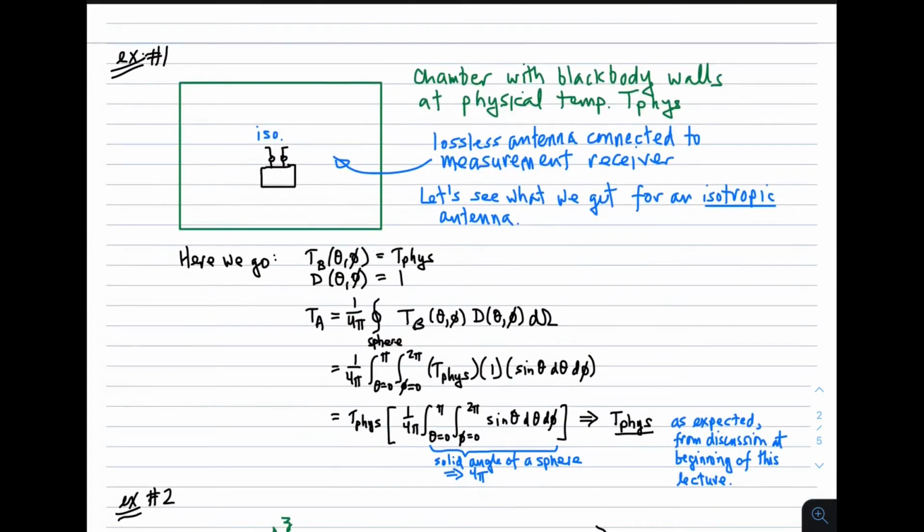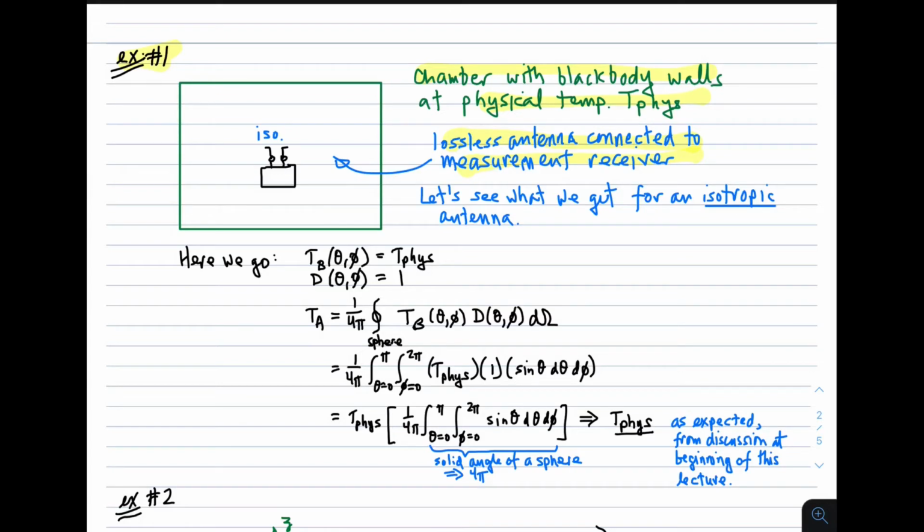So here are 2 examples. In the first example, we're back to a chamber with black body walls at physical temperature T-phys. In this case, we'll have a lossless antenna connected to the measurement receiver, which has magically isotropic response. Now, again, as we've probably addressed before, there really is no such thing as an isotropic antenna, but the concept of an isotropic antenna is useful, and so we're going to use it here to demonstrate something. So an isotropic antenna would have uniform directivity in all directions. So let's see what we get for this antenna.